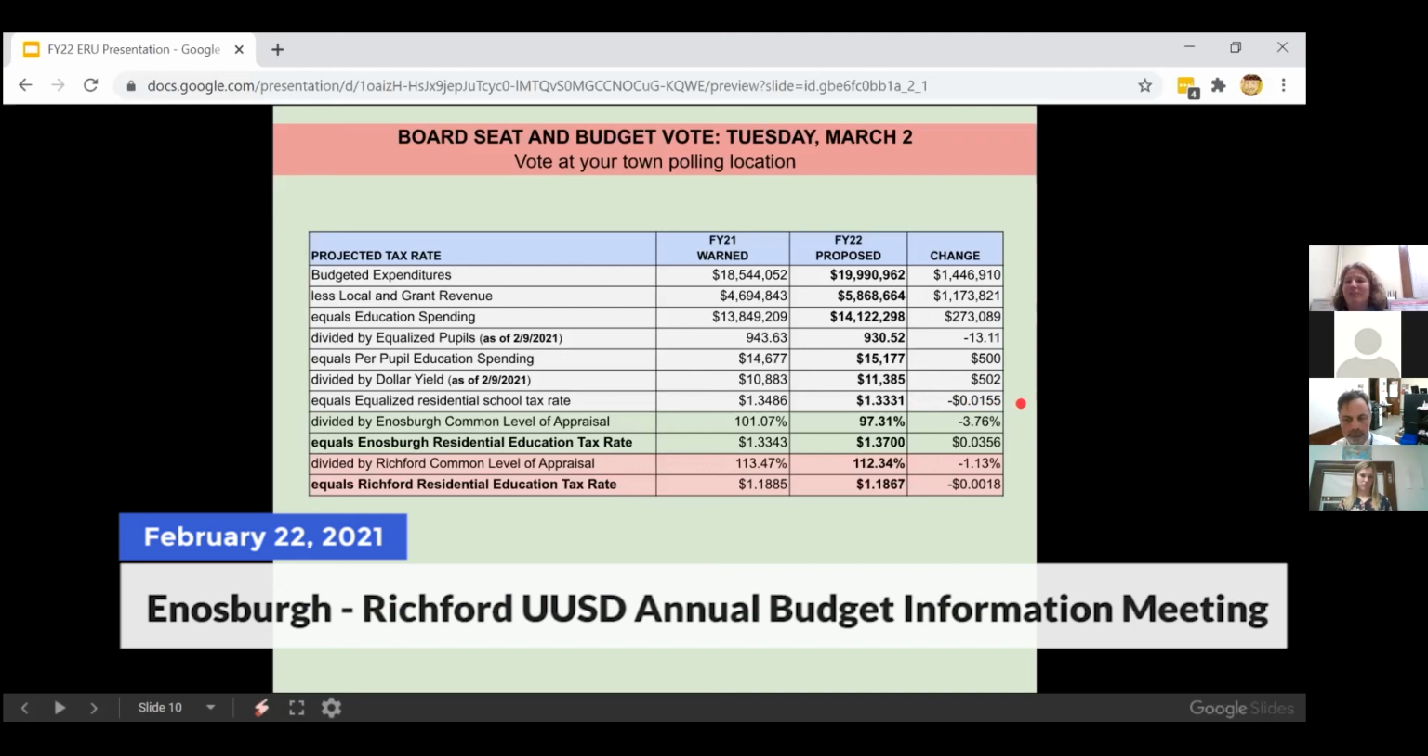So now, if that was the end of it, we would be really good, right? We're down a penny from last year. But then there's this other lever also set by the state, and that's the common level of appraisal, CLA. And so the rule of thumb is if your common level of appraisal goes up, your tax rate goes down. If your common level of appraisal goes down, your tax rate goes up. And this is set by the state as far as what your property values come in at. So you can see in Enosburgh, the CLA, the common level of appraisal, has gone down, which is going to increase the tax rate. So once you apply that lever, we were down a penny, now we're up 3.